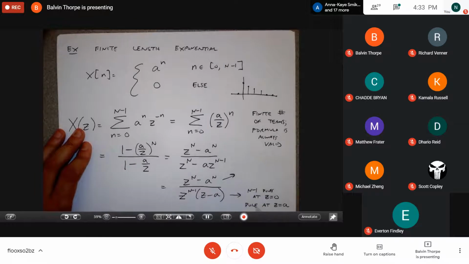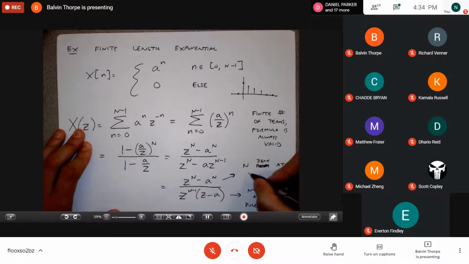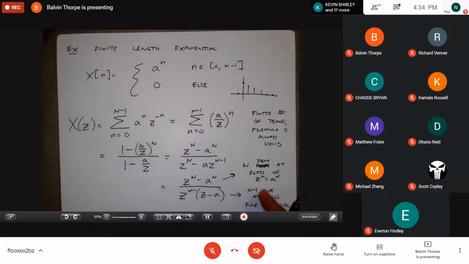And here, I'm going to get n poles, or I'm sorry, n zeros at the complex roots, right? So here, I've got a complex number to the n power equals this number here.